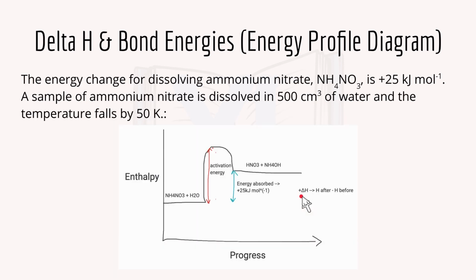Then here's more questions. The energy change for dissolving ammonium nitrate is plus 25 kilojoules per mole, so it's positive, so it's endothermic. And a sample of ammonium nitrate is dissolved into 500 cm³ of water, and the temperature falls by 50 K. So you know that it's endothermic, and the activation energy, and the energy absorbed. Oh, sorry. So it's positive delta H because it's endothermic.